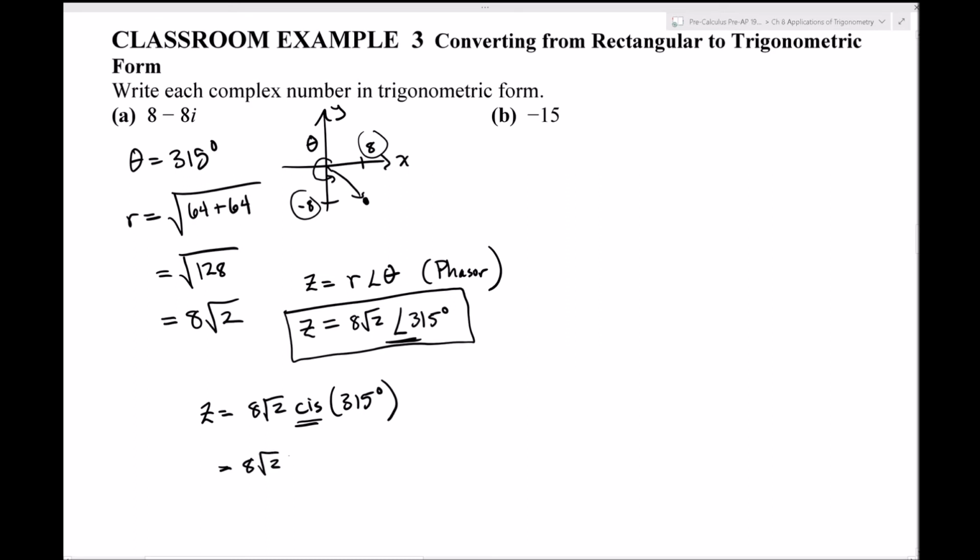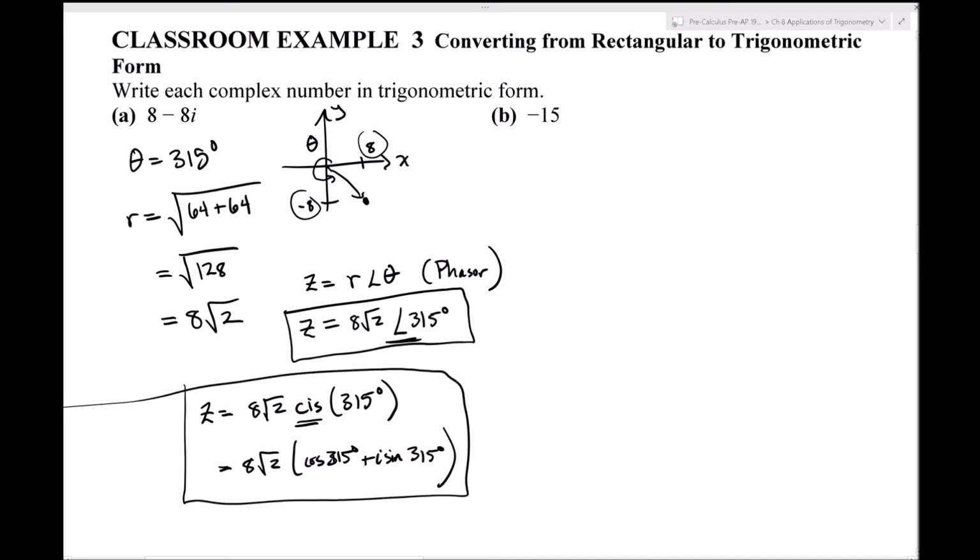8 square root of 2, cosine 315 plus I sine 315. That's the formal way. These are the same though, so I could box either one of those two. No big deal whatsoever. So that's letter A.